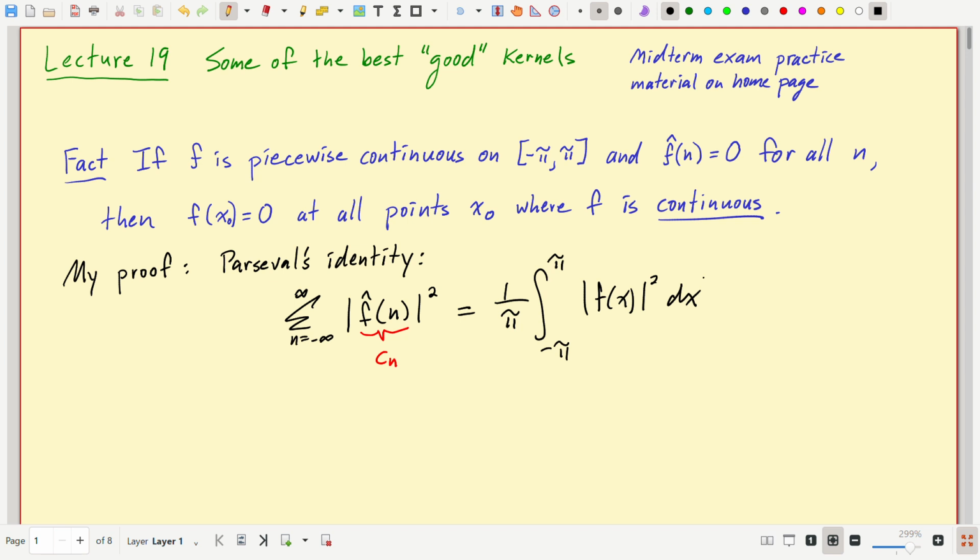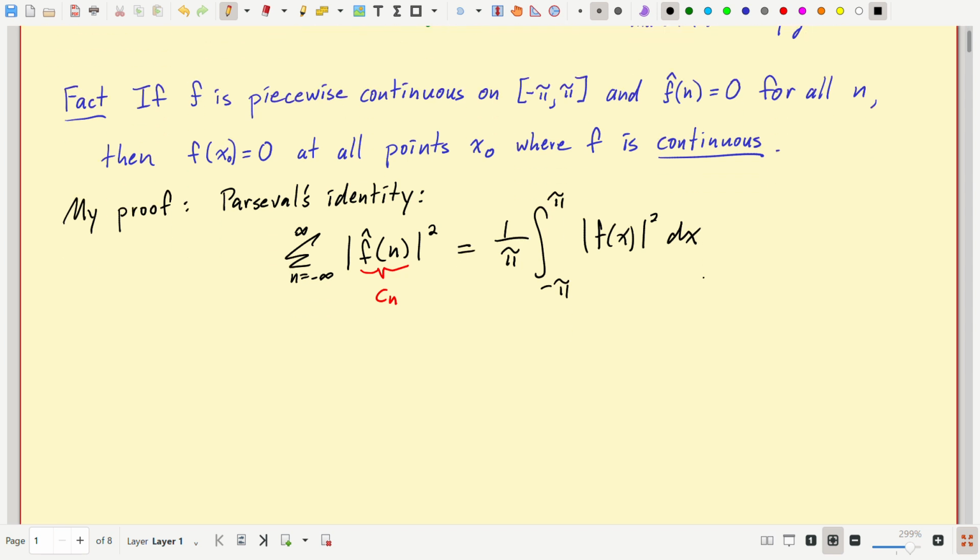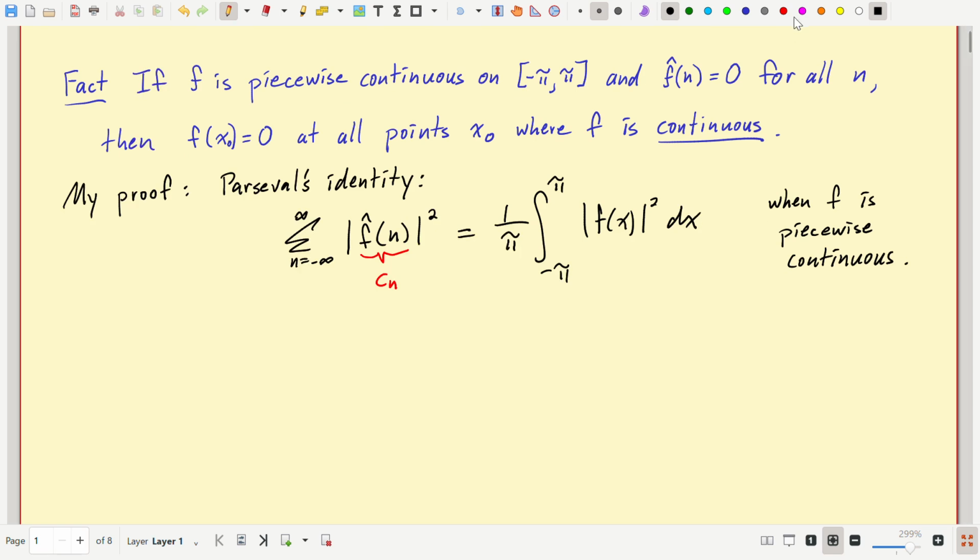This holds when f is piecewise continuous. So it can have jumps, but otherwise it's continuous, with finitely many jumps. If all those coefficients are 0, then this sum would be 0, and that would mean the integral has to be 0.